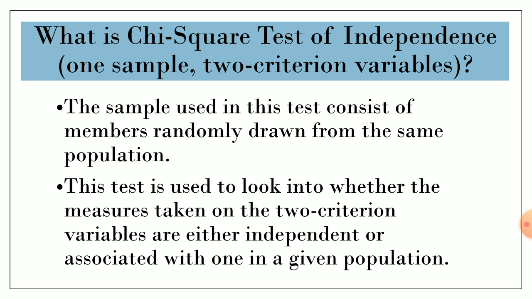For examples, we have the level of education and income. Another is the performance in class and the IQ level. Another is the sex of an individual to the academic performance, and etc.